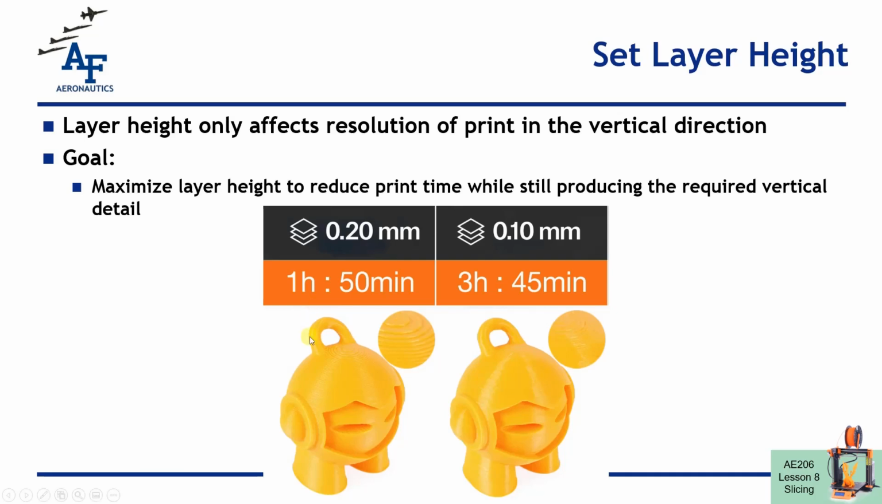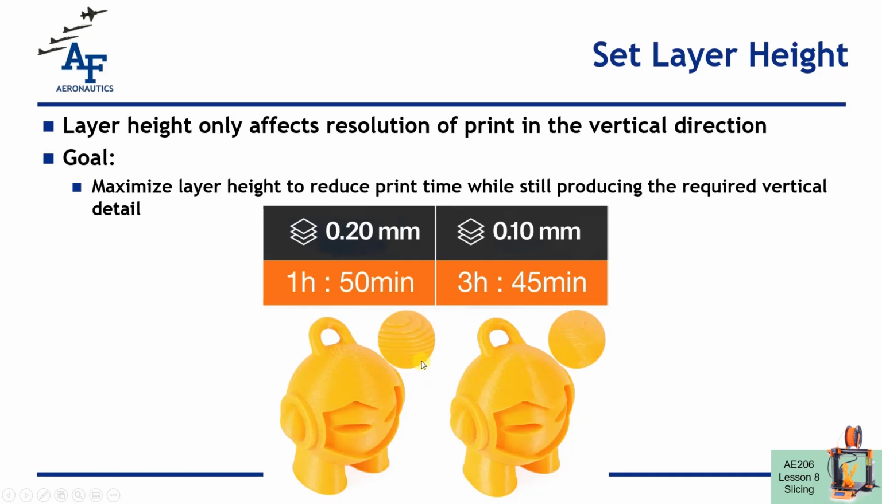Okay, so big picture here, our goal is to reduce the print time of the print, but still produce enough detail to make us happy for the part, for whatever we're using the part for. So here we have the same part printed out with a 0.2 millimeter layer height and a 0.1 millimeter layer height. And you can see the print time more than doubled for the 0.1 millimeter layer height, but step back and look at both of these parts. Both of them look pretty darn good.